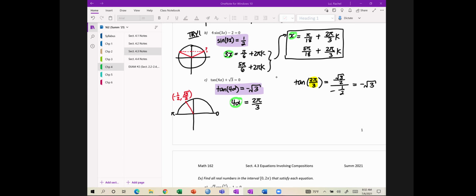You add pi k. Yes, the reason why we add pi k is because the period for the parent function for tangent is pi. Very good. So you add period times k to generate all solutions for the input. Okay, so Esmeralda, if we were working with sine or cosine, yes, we would add 2 pi k. But now that we're working with tangent, we add pi k because you're adding period times k. Period for sine and cosine is 2 pi. Period for tangent is pi.